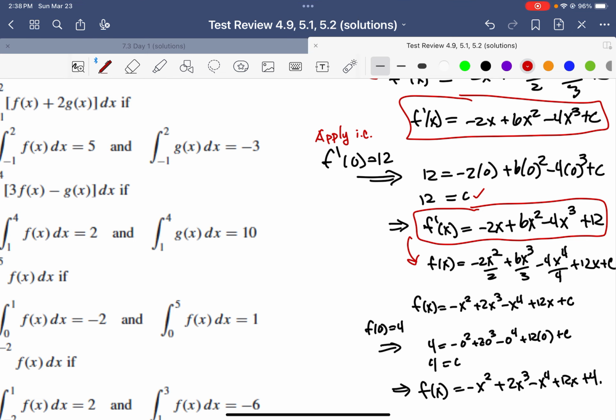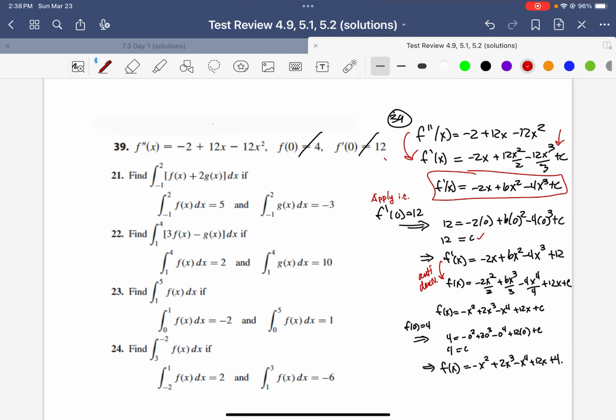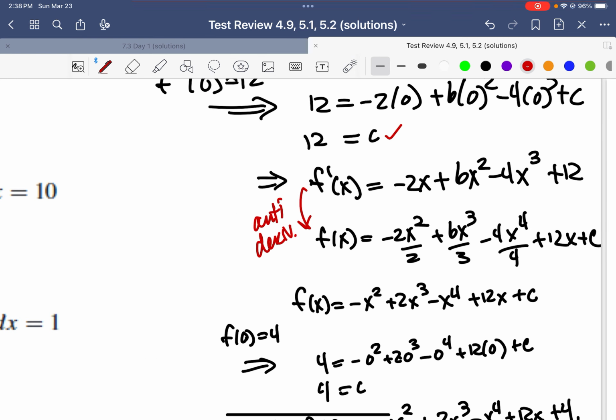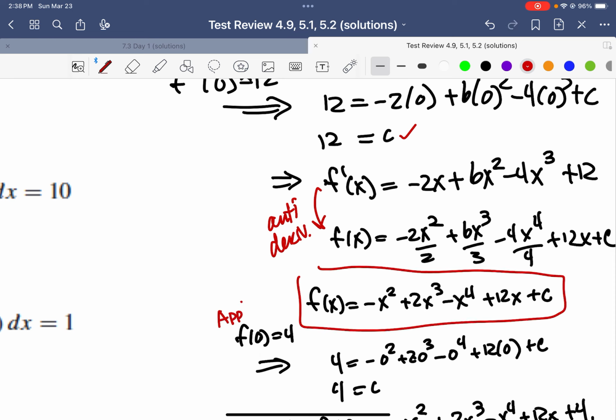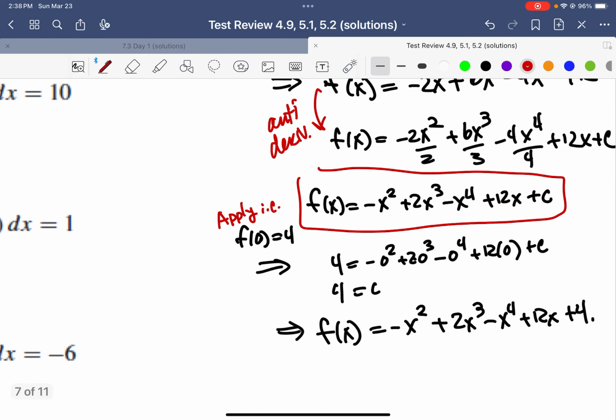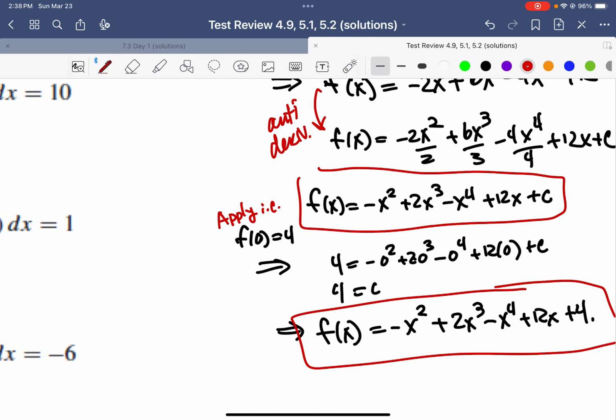Well, then we take an antiderivative. We take one antiderivative. So this is an antiderivative. Take one antiderivative, we get back here, which is just this. But then if we apply our other initial condition, we get that c is equal to 4, and that is our function f.